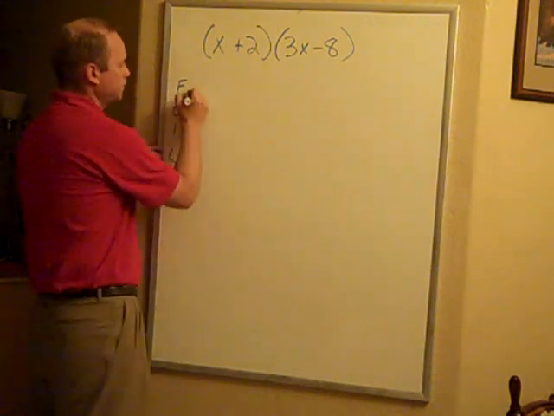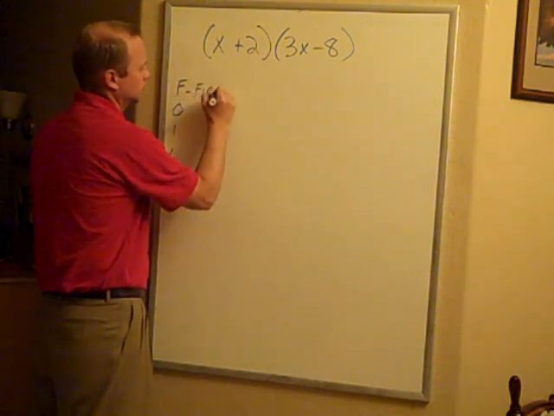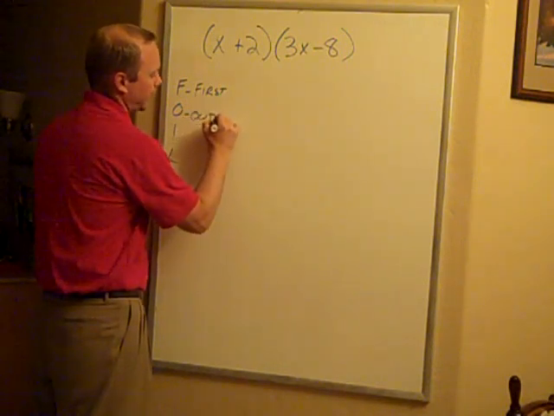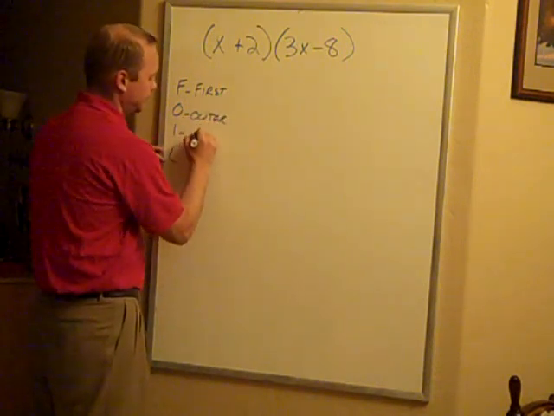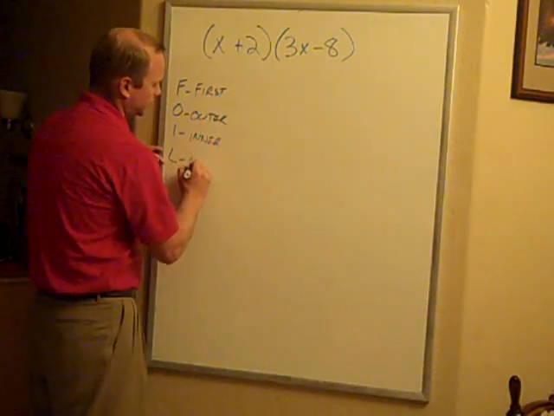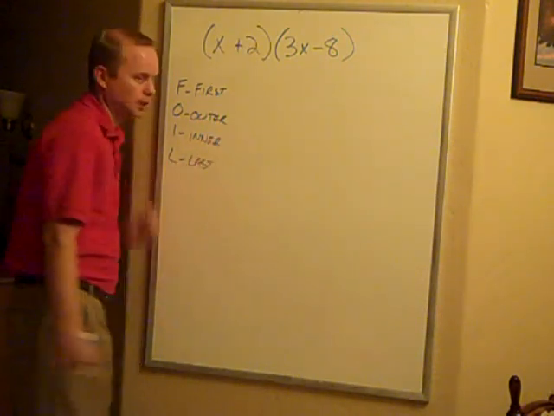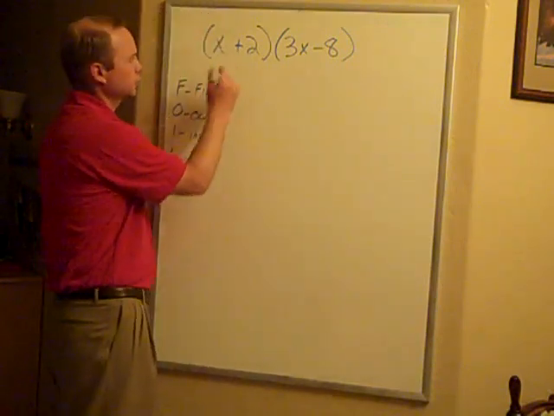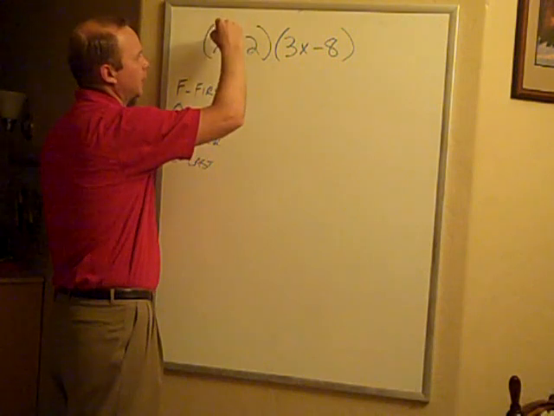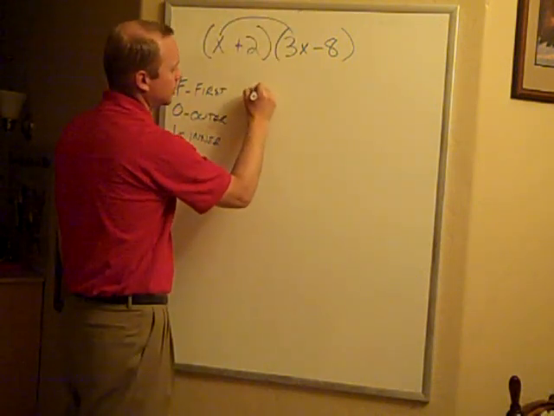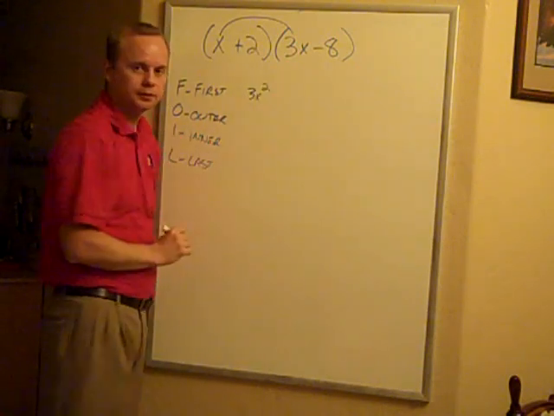FOIL. This one being the first term, this one being the outside term, outer terms if you will, the I being the inner terms, and L being the last terms. And what that means is the order in which we're going to multiply all of these by. So first terms, I'm going to multiply x times 3x. X times 3x gives me 3x squared.